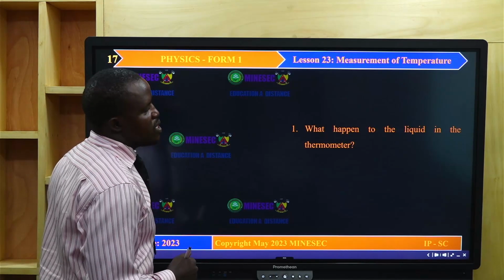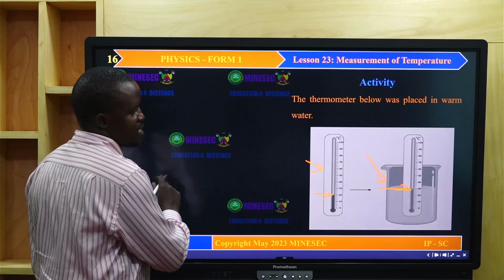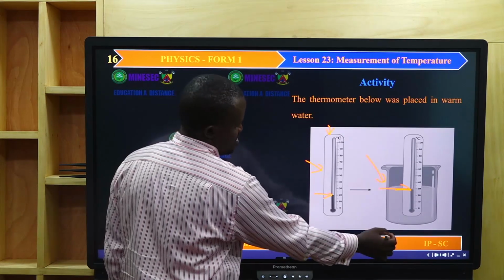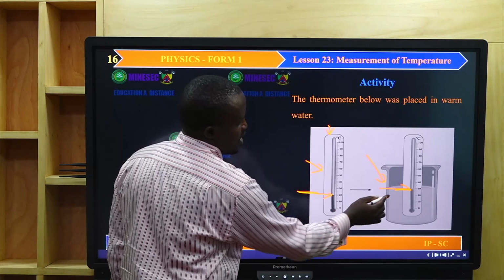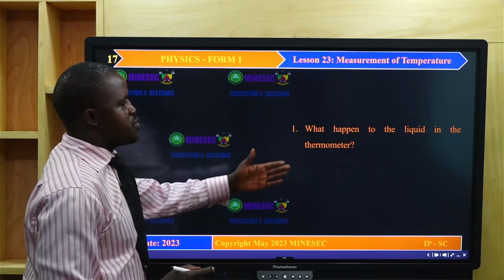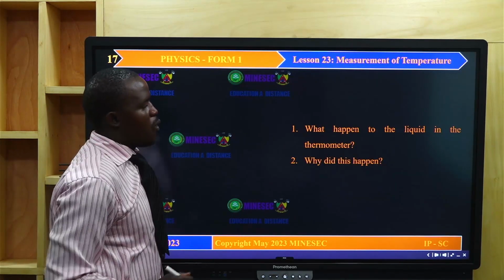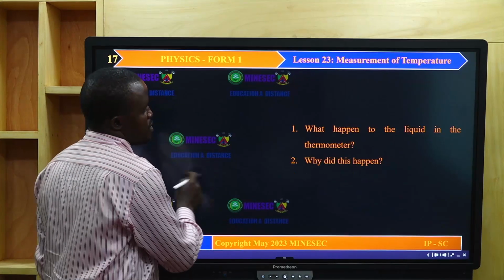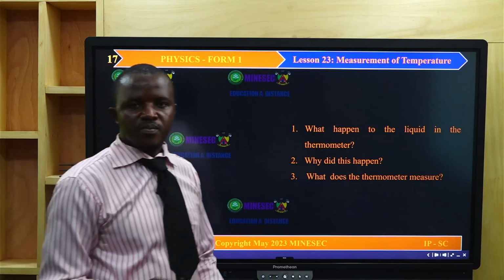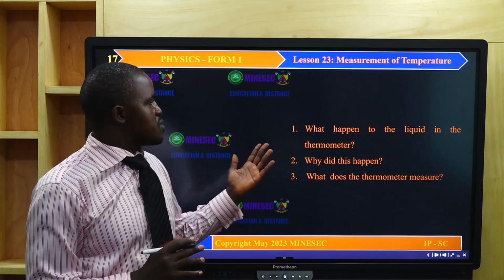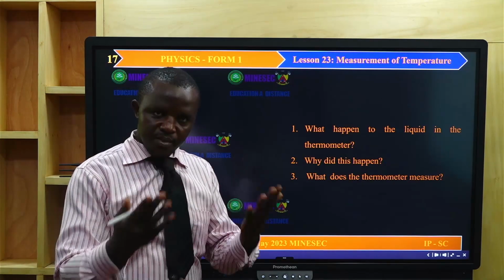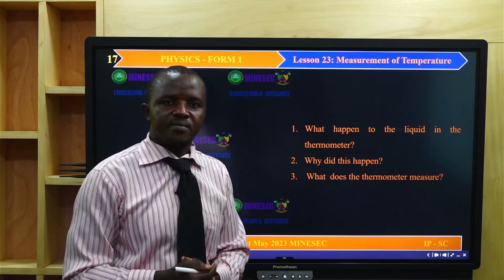What happened to the liquid in the thermometer? This thermometer that is here was dipped in warm water. Look at the level here and the level here. So the question is, what happened to the liquid in the thermometer? Secondly, why did this happen? Thirdly, what does the thermometer measure? What happened to the liquid in the thermometer? Why did it happen? And which quantity does a thermometer measure?